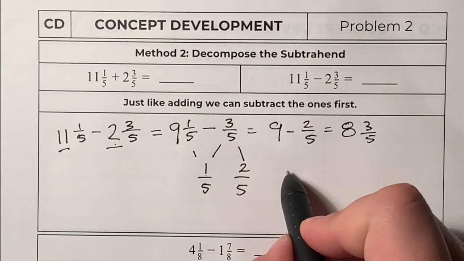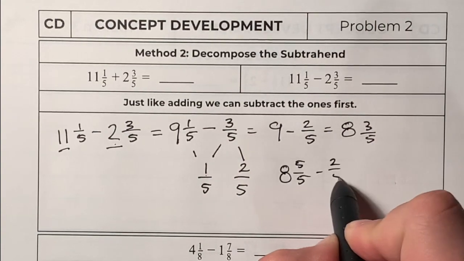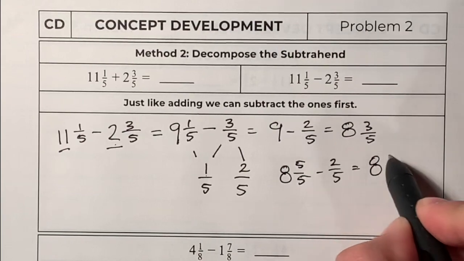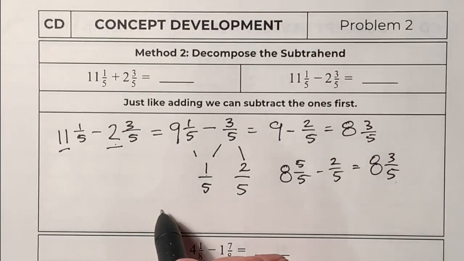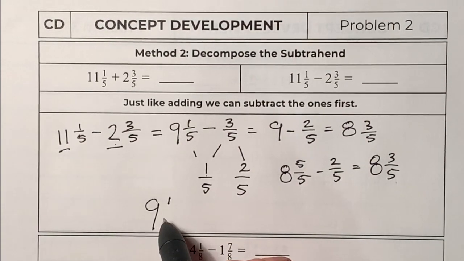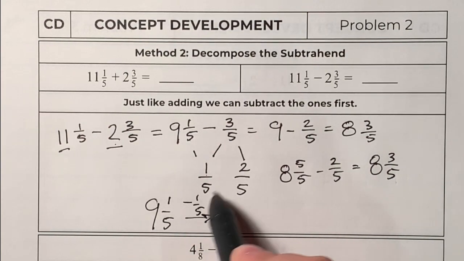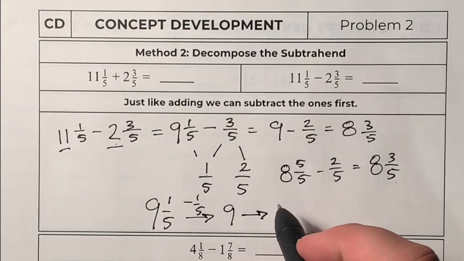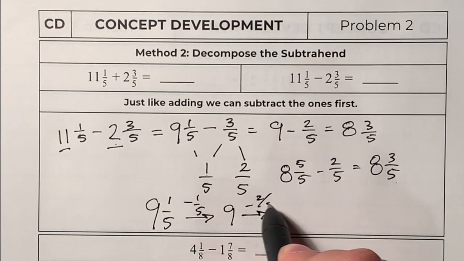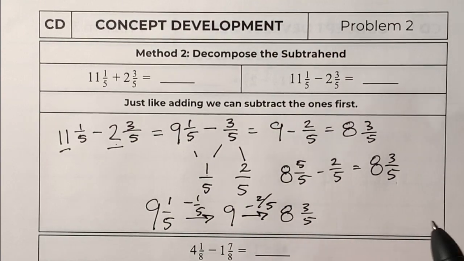Remember, a way of thinking about 9 is the same as 8 and 5/5. So if you take away 2/5, it's the same as 8 and 3/5. To show that using the arrow method, I have 9 and 1/5. That's my number I get when I take away the ones. Minus 1/5, the first part of my number bond, I get 9. I take away the other part of my number bond, 2/5, I get 8 and 3/5.